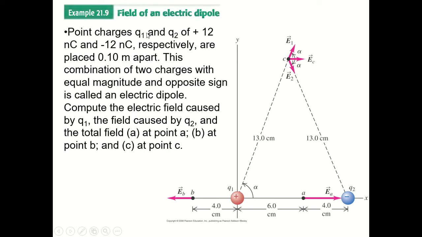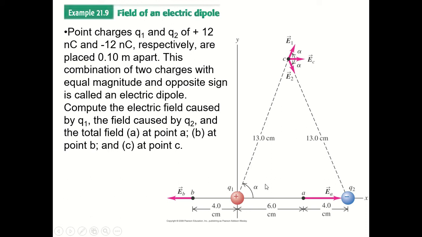Point charges Q1 and Q2 of positive 12 nanocoulomb and negative 12 nanocoulomb respectively are placed 0.10 meter apart. This combination of two charges with equal magnitude and opposite sign is called an electric dipole. Compute the electric field caused by Q1, the field caused by Q2, and the total field at point A, at point B, and at point C.